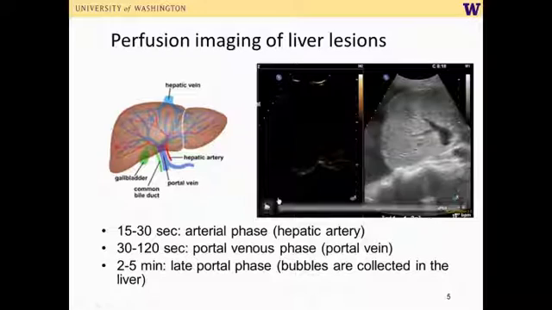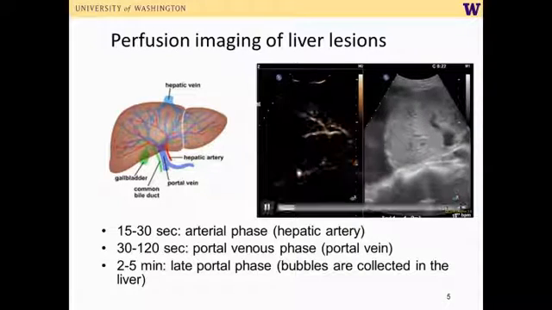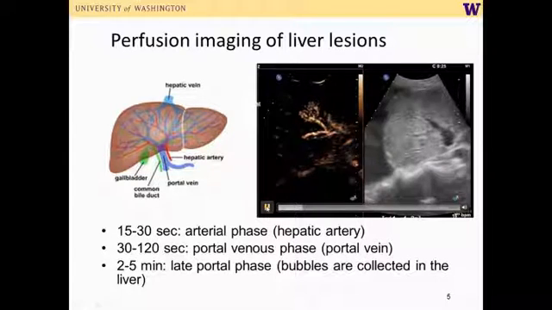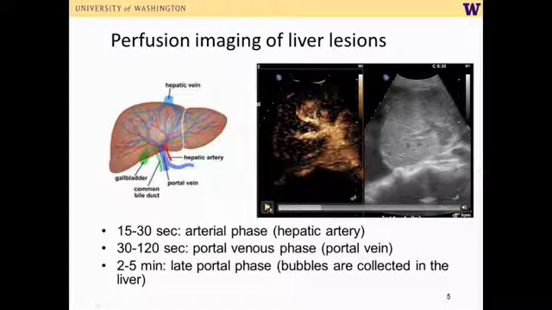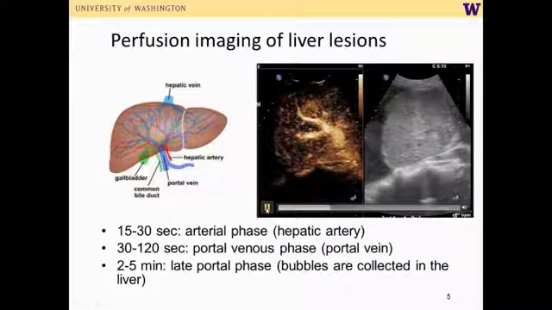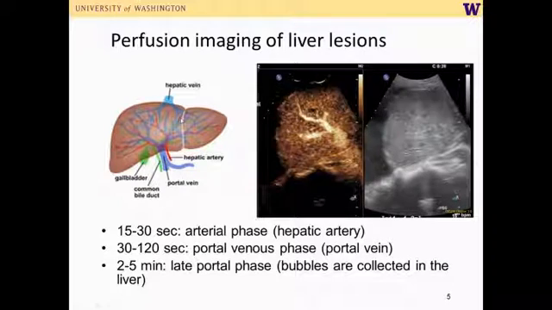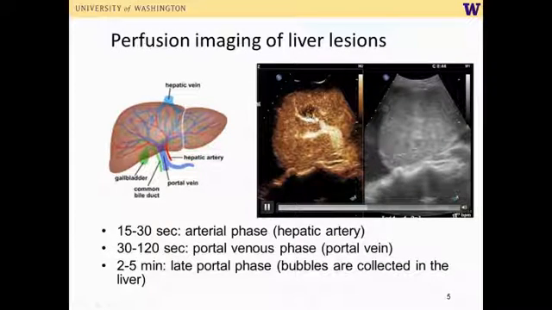So if I was to play that loop again and stop it a couple of times, you can appreciate that the very first arrival of microbubbles is in this area here, which is the tumor, a colorectal met. If I continue playing, the tumor at some point is going to be quite hypervascular, hyperechoic. And when the portal venous phase starts, it will start washing out, and eventually this becomes a black void in an otherwise perfused and bright parenchyma. So you see now it's washing out.